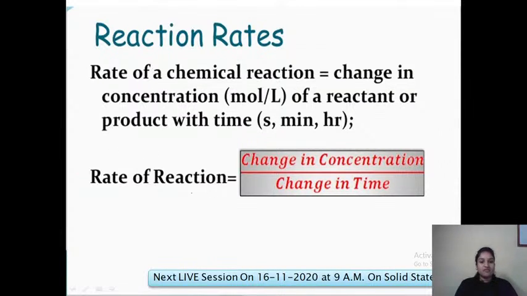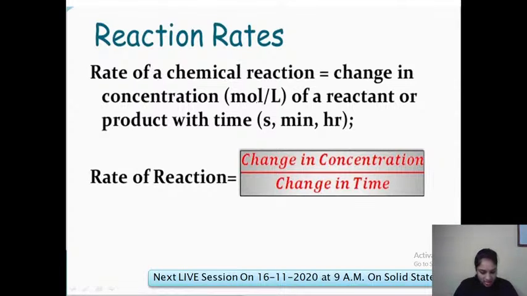Now, this can be even mathematically represented like this. Rate of a reaction is equal to change in concentration divided by change in time. How much the concentration is changing in that particular given amount of time is known as rate of any particular reaction. Now, here we have said change in concentration of the reactant.